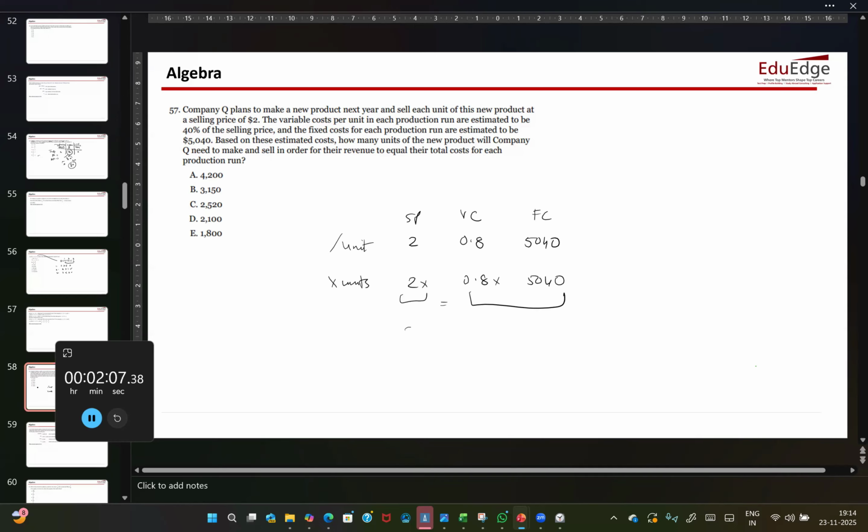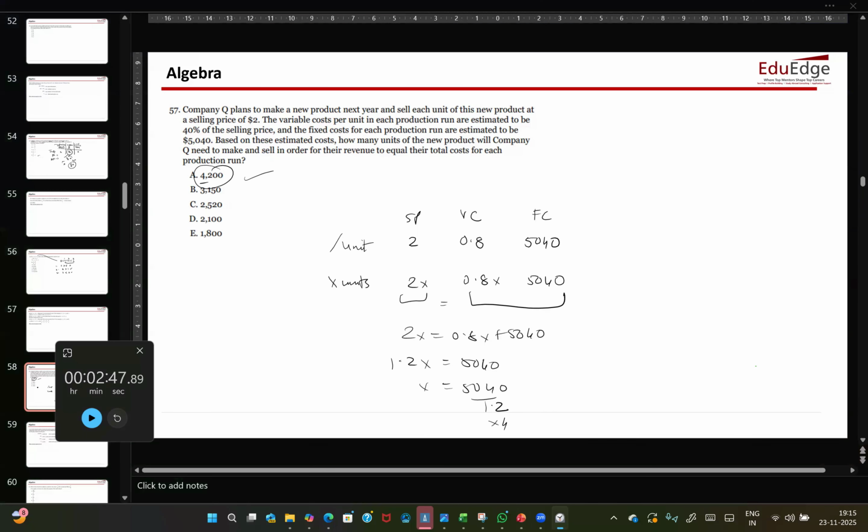I don't even need to calculate. The answer is A. There's only one answer. See, because 1.2 into 4 will give you 4.8. There's only one answer with 4 in the thousands. So this is the answer. Okay. Yeah. So sometimes no need to even solve if the options are favorable. In the sense, there's only one option with say 4,000. So yes, answer is A. Yeah. Makes sense.